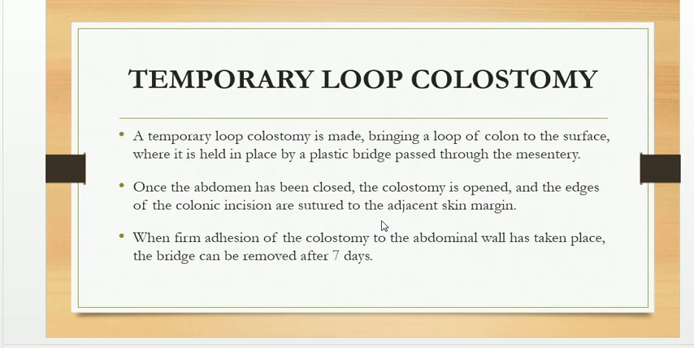When firm adhesion of the colostomy to the abdominal wall has taken place, that means the fibrinous adhesions have formed into fibrous adhesions, then the bridge can be removed after about 7 days. The bridge which we placed through the mesentery underneath the loop, so that it is not retracted inside. So this is one way of securing the colostomy.